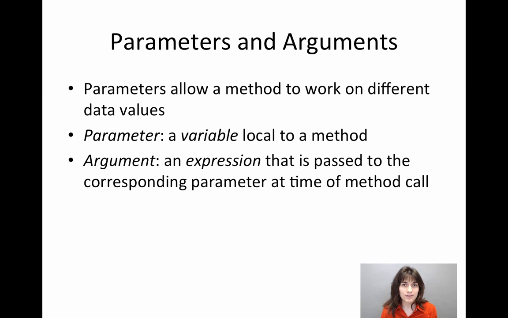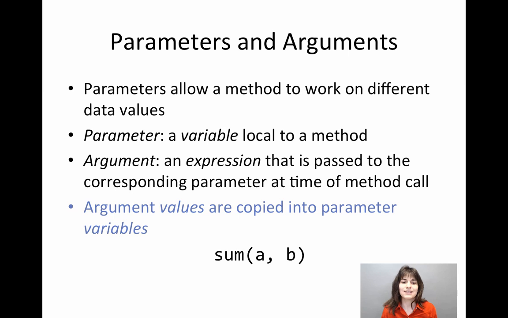A very important thing to remember in Java is that the argument values are copied into the parameter variables. The value of a is copied and becomes the value of x. The value of b is copied and becomes the value of y. There is no call by reference in Java. The call is by value. We just copy the values.